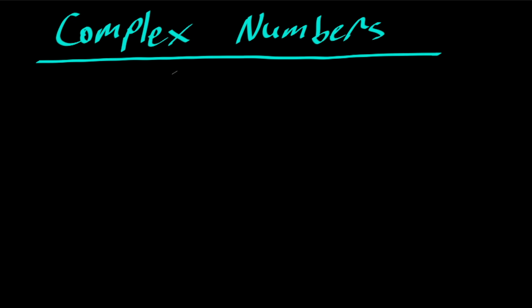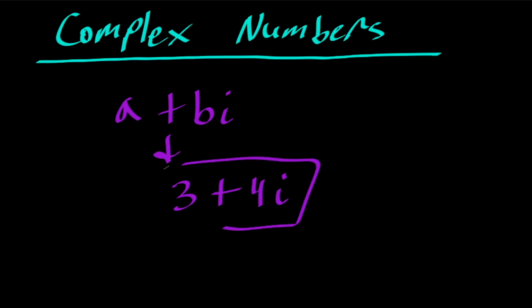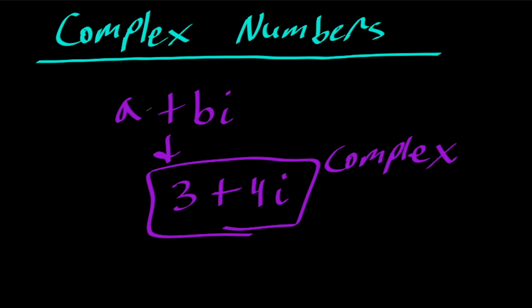So now let's talk about complex numbers. First of all, complex numbers are essentially a real number like A plus an imaginary number like Bi. Okay, so A plus Bi is our complex number setup. I'll just give you an example. Let's say we have 3 plus 4i. That would be an example of a complex number. Essentially, it's a real number added or subtracted with an imaginary number.